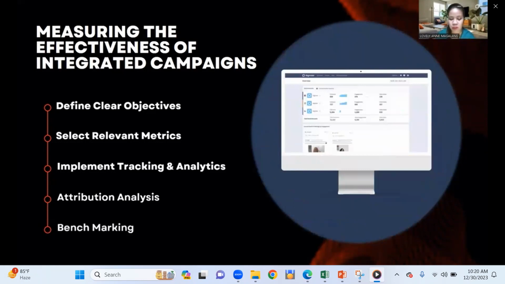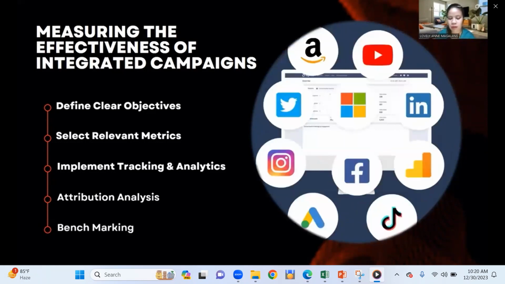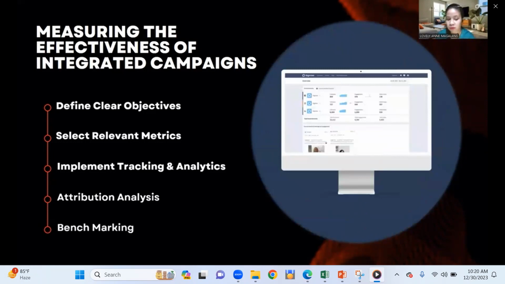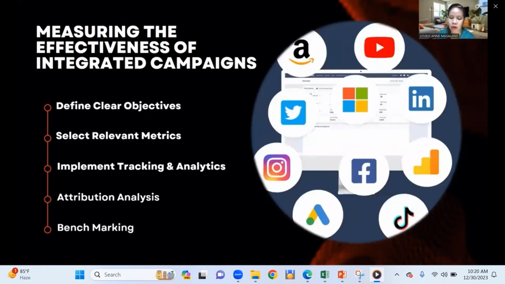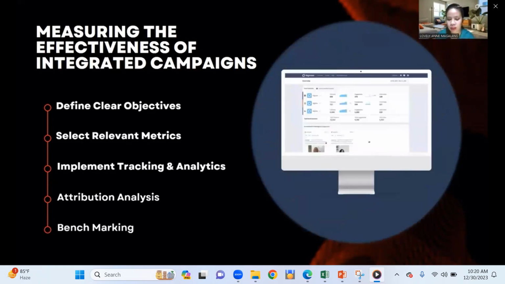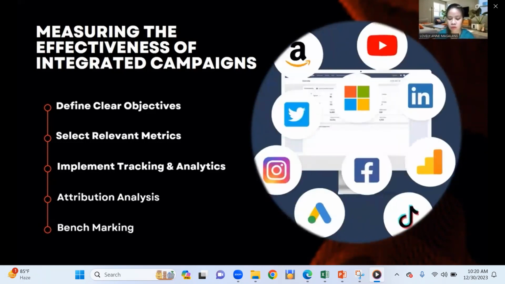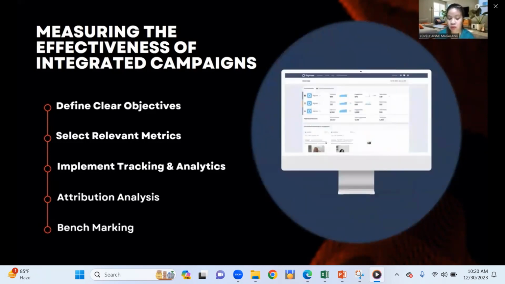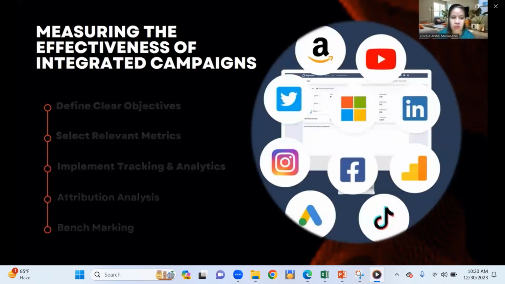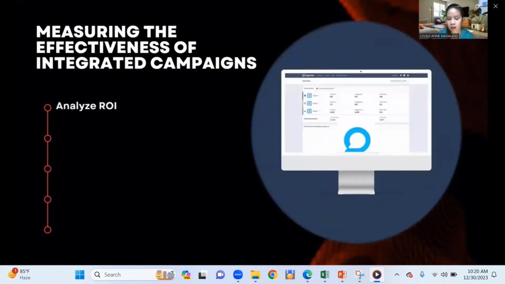And number 5 is benchmarking. It is by comparing the campaign's performance to previous campaign para malaman mo how well it performed relative to expectations versus the industry standards. Number 6 is analyze ROI or the return of investment. Malalaman mo kung effective yung campaign if malaki yung kinita mo versus sa ginastos mo for the paid advertisement or boosting na tinatawag.